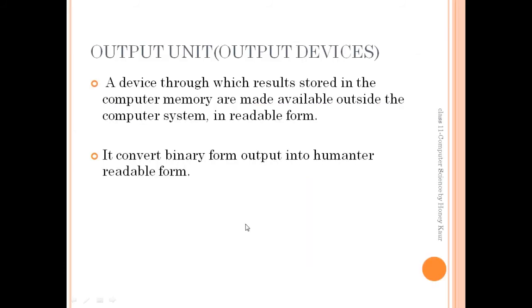लेट्स मूव टू द आउटपुट यूनिट. The output unit means the output devices. It is a device which shows the result stored in computer memory, and this result is in the readable form of the user. So input device converts the data into binary form, and output device converts the binary form into human readable form. So its function is opposite of input device.